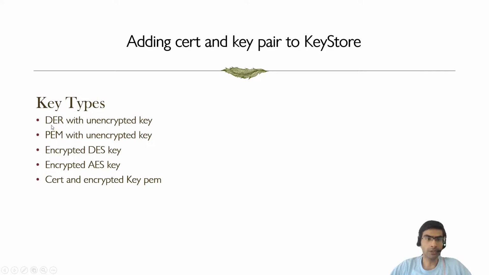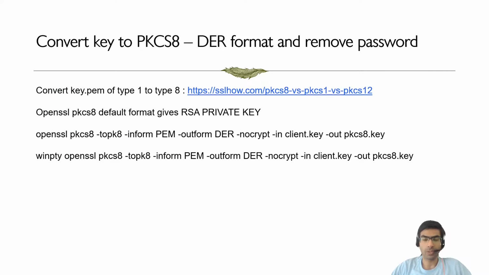The first three scenarios, we can use Java without adding any additional dependency. The last two, we will need a dependency called BouncyCastle. I'll show you why; we'll start getting weird version errors. We will start with, let's say you get a cert and key.